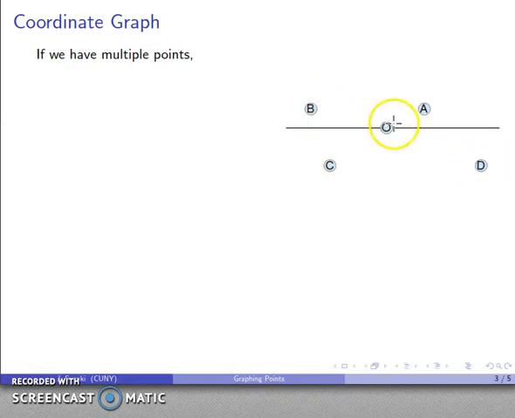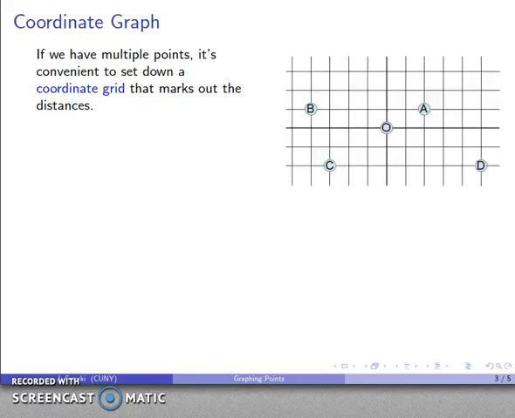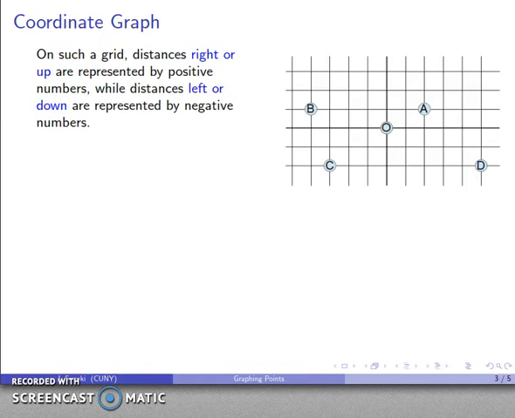Well, maybe I have multiple points I want to describe. Again, I have my origin, I have my principal line, and I have a whole bunch of points I want to get to. Maybe I'm going on a shopping trip. I need to go here, then here, then here, then here before heading back home. If I have multiple points, it's convenient to set down what's called a coordinate grid that marks out all of the distances. So I throw the grid down, and it looks really like a street map. And I could specify all of my points with reference to the grid.